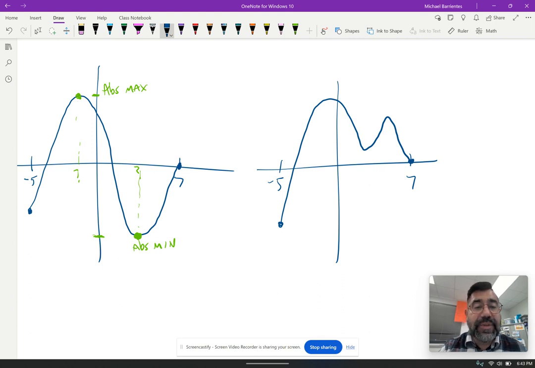Do I still have an absolute max? Well, certainly I do, right here. This is an abs max. This is the highest point in this window. Do I have an abs min? I do. It's down here. This is the lowest point in this window.